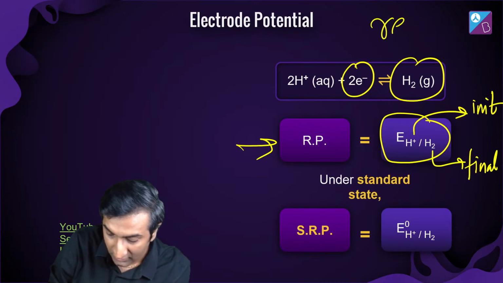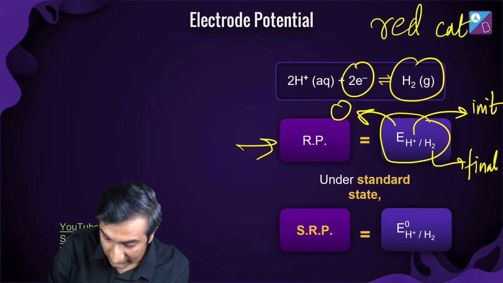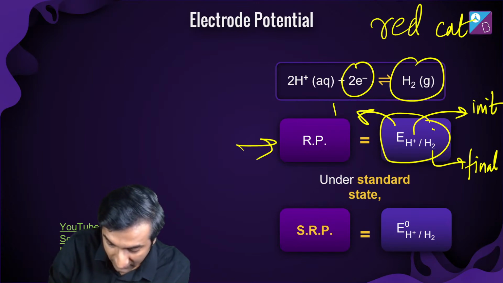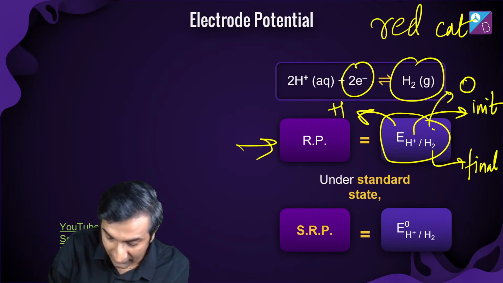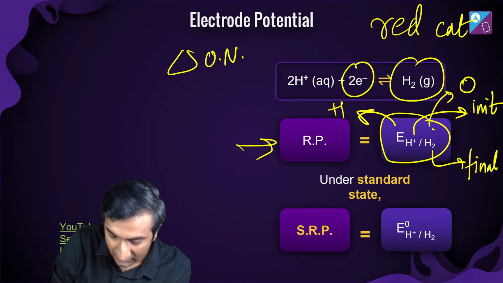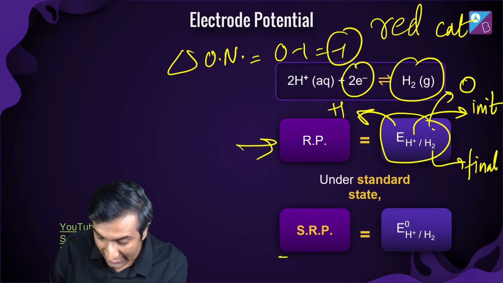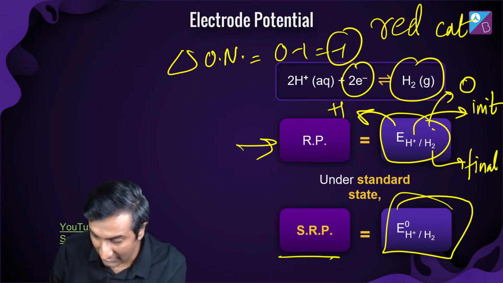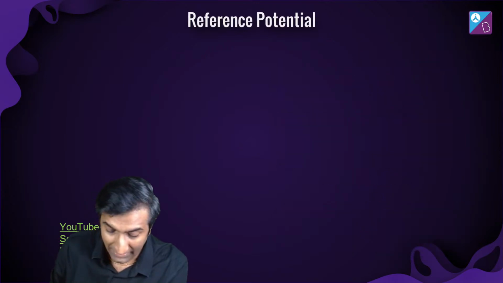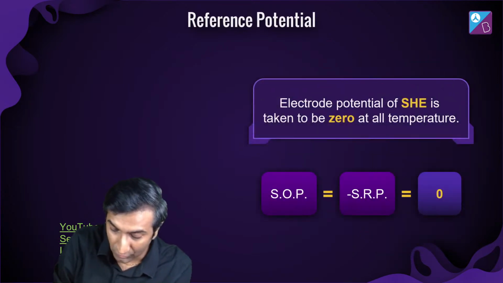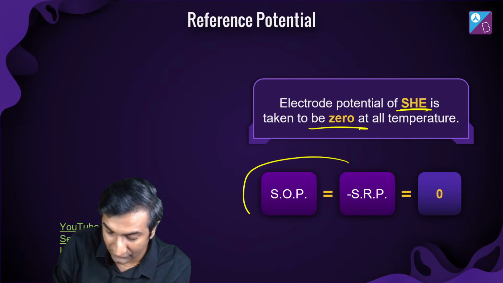How is this reduction? Red cat कैसे? Because again this is +1 and this is 0, ठीक है? Delta oxidation number is basically 0 minus 1, which is -1, hence reduction. That's it, as simple as that. Cool. So standard reduction potential is given by this chap over here. So well, they are both going to be 0, ठीक है? Electrode potential of SHE is taken to be 0 at all temperatures, so दोनों 0 है.